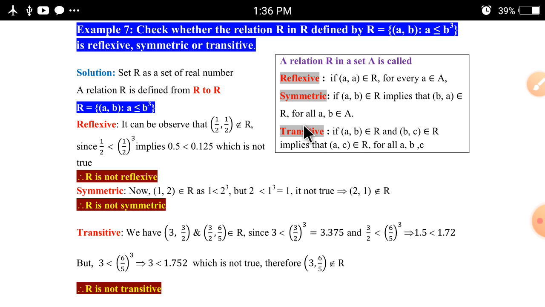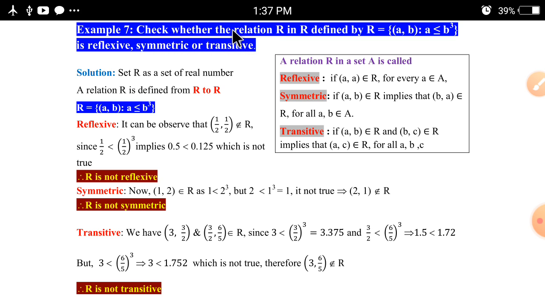Okay, now see Example 7. Check whether the relation R in R, where the first capital R is the relation and the second capital R is the set of real numbers, defined by R equals the ordered pair (a, b) such that a is less than or equal to b cube, is reflexive, symmetric or transitive.